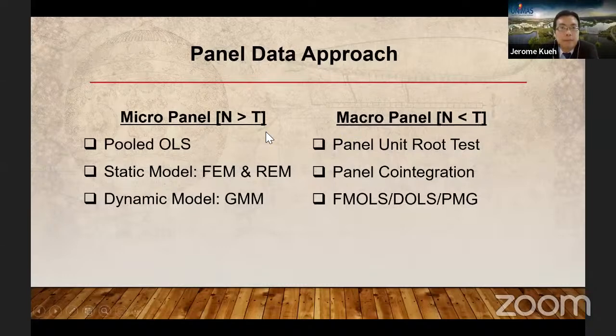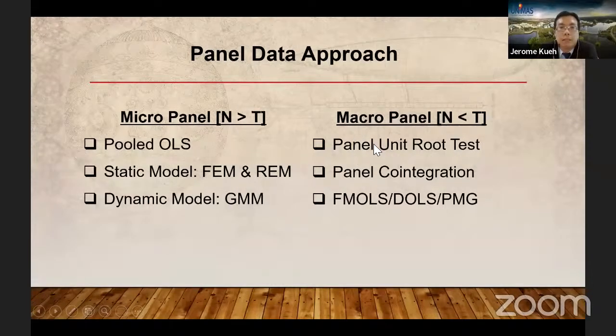Okay? So we have the short panels, or the micro panels, where N is, for example, the countries, and N is greater than T, the years. And then the macro or the long panel is normally where N is less than T. So for this micro panel, we have the static models, in terms of the pooled OLS. The static models are the fixed effect models and also the random effect models. And then we have the dynamic models. We can use this here and choose it.